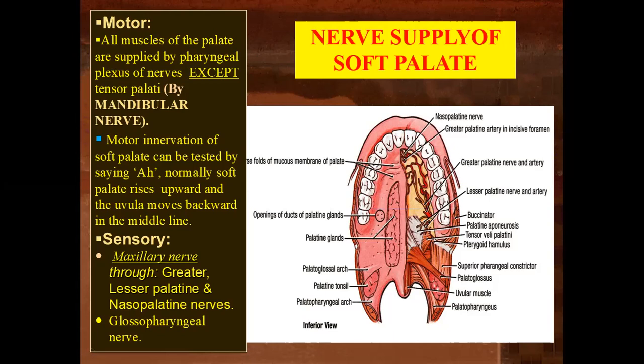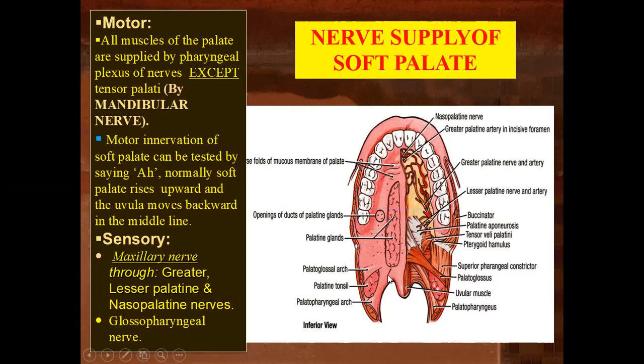Now, to check whether these muscles are working properly, you can ask the patient to say ah. The motor innervation of the soft palate can be tested this way. Normally, the soft palate rises upwards and the uvula moves backwards in the midline. Very important: the uvula should be in the midline, not deviated to any side.